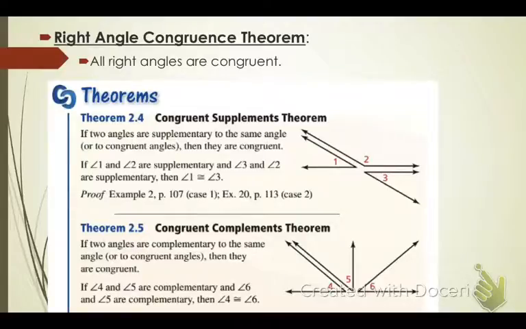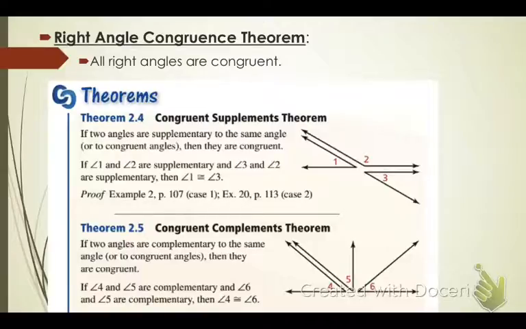In this last video, we're going to look at some theorems about segments and angles. The first one is called the right angle congruence theorem, and it simply states all right angles are congruent. This should make sense because we know all right angles measure 90 degrees, that's what makes it a right angle, and we also know that two angles that have the same measure are congruent. So if two angles are both 90 degrees, then they have to be congruent. So that's the right angle congruence theorem.